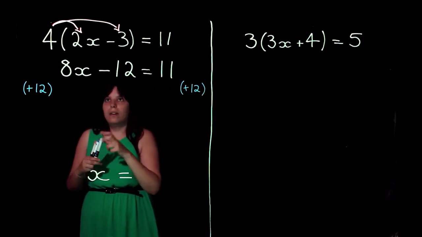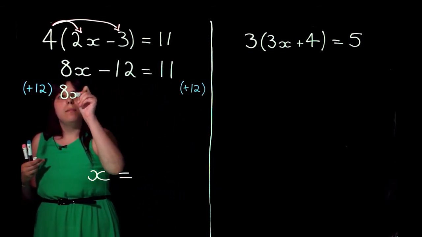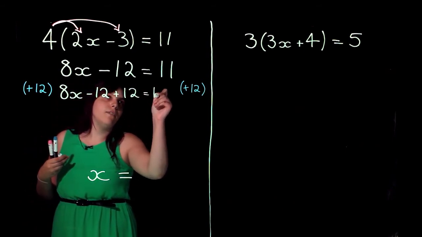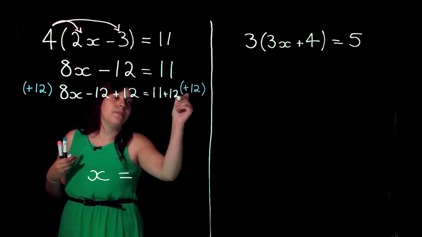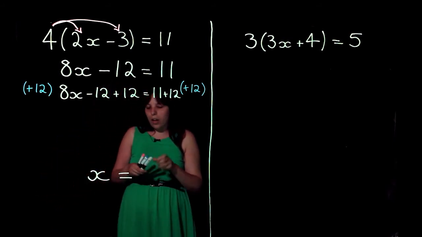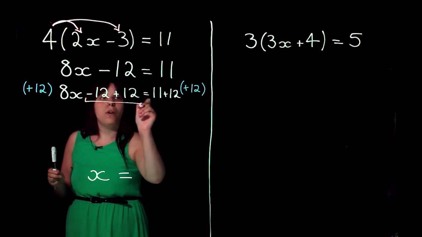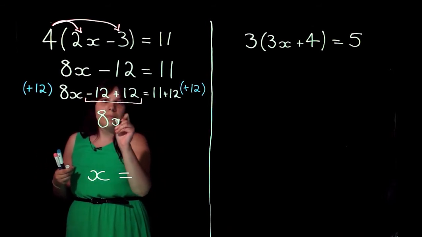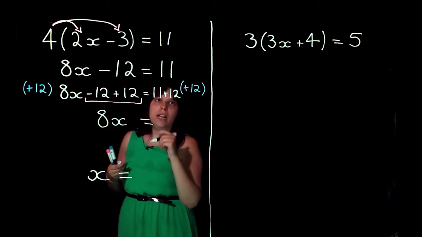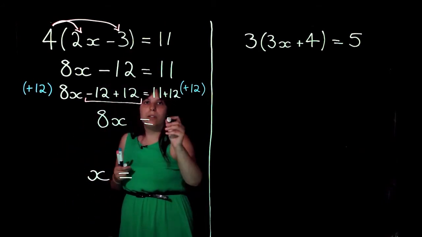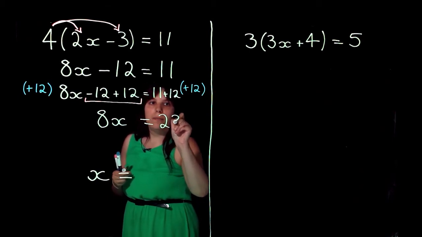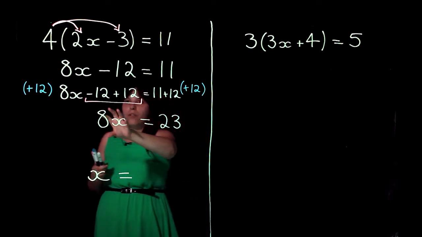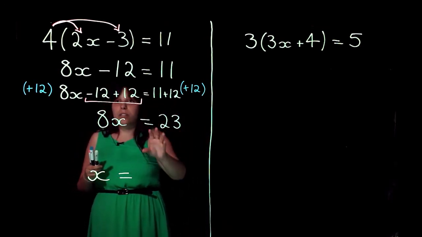So 8x minus 12 plus 12 equals 11 plus 12. So as we wanted, our minus 12 plus 12 will give me 0. So on this side, I've just got 8x. And on this side, I've got 11 plus 12, which will give me 23. So next thing I need to do, well, I've got my 8x, which equals 23.